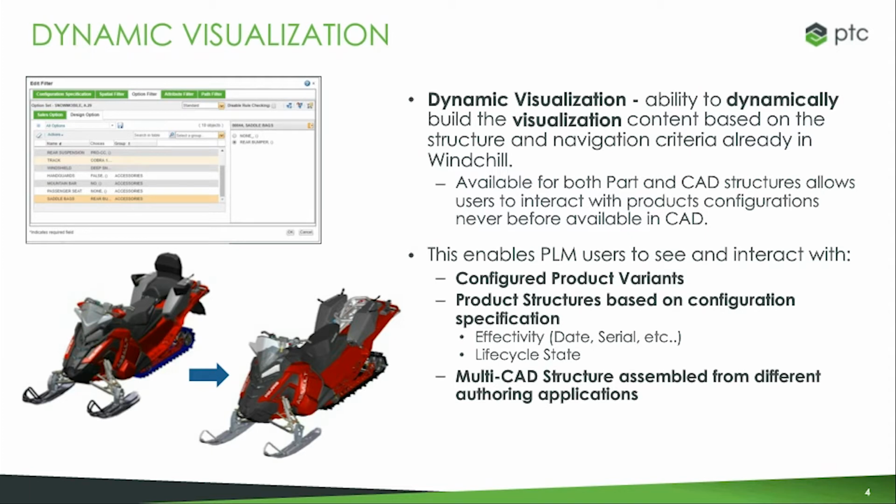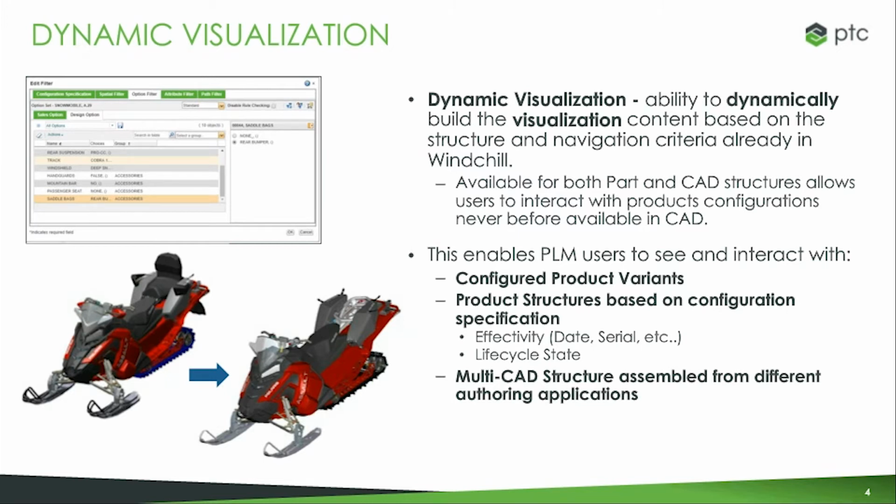We can also take a look at things more from a time perspective. So if we want to take a look from an effectivity, like a date effectivity or serial effectivity, or even a life cycle state, we can control and see, what does the product look like with all of the release data, and what does the product look like with some of the in-work changes.